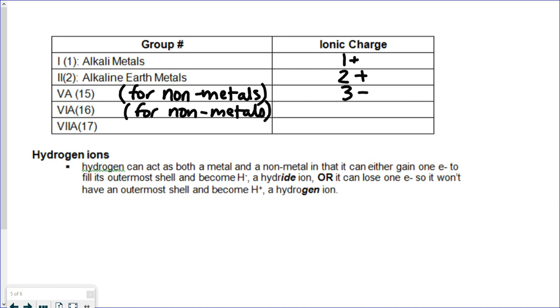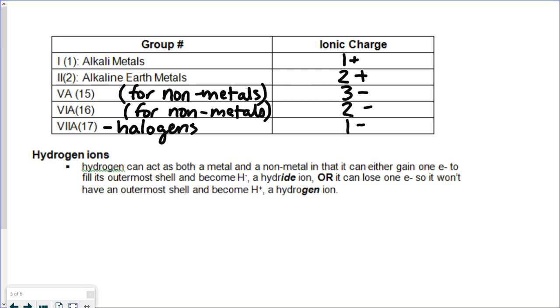For group 16, our non-metals again above the staircase, that's oxygen, sulfur, selenium, and tellurium. Those all form a 2-. And then group 17, that's your halogens: fluorine, chlorine, bromine, iodine. Those all form a 1- charge.